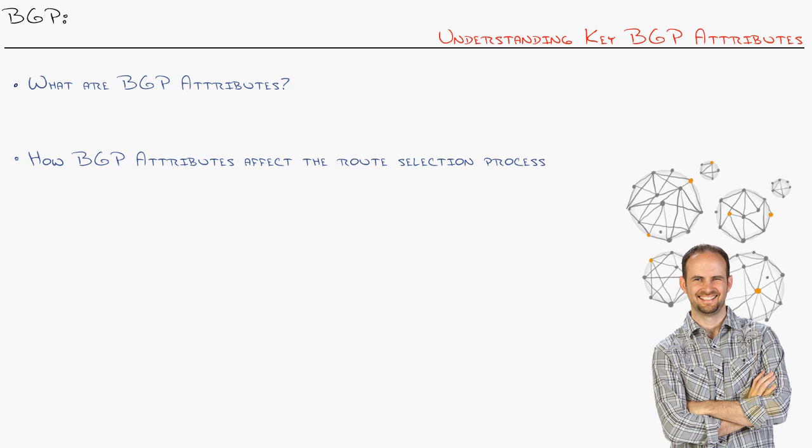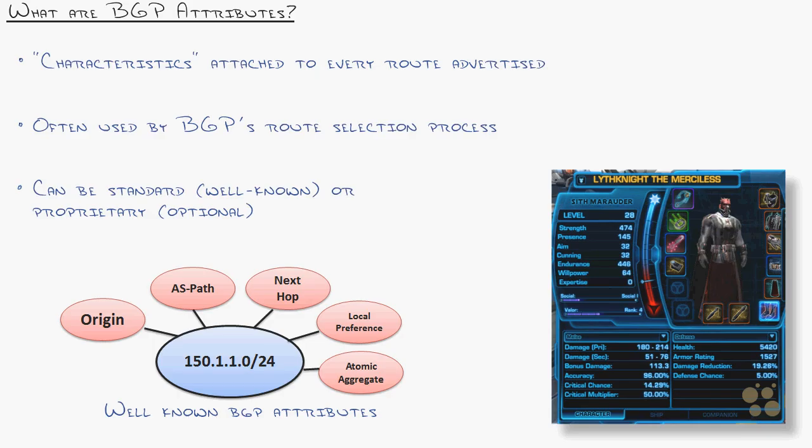Understanding key BGP attributes. I have two younger brothers who are hardcore gamers, and their games are not like the games of my generation. Their games require monthly subscription fees, days and days of gameplay to actually build a character who's worthwhile to live in this game. So you can see I've got Lith Knight the Merciless, who is a level 28 Sith Marauder with strength, presence, aim, all of these attributes that essentially make this character who he is.